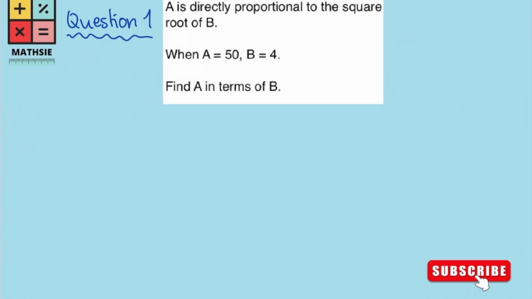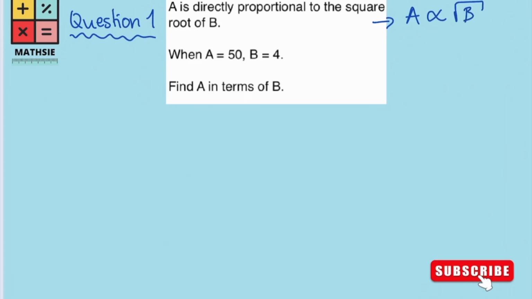So whenever we have those kind of questions, we need to translate the first sentence. I have that A is directly proportional to the square root of B. So I write A, then I use the sign for directly proportional, and I have the square root of B.